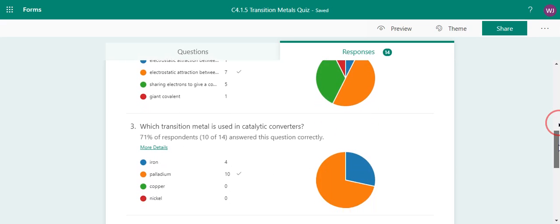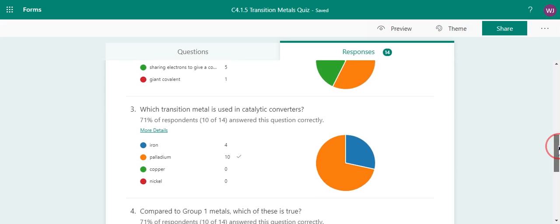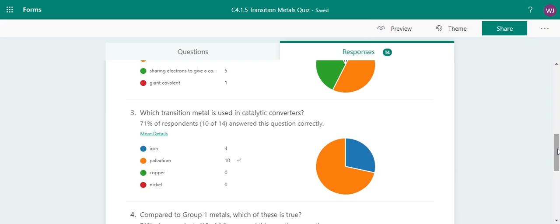Right, question 3, which transition metal is used in catalytic converters? There's no understanding here, this is just learning our key facts. We need to know a few of the uses for the transition metals. Palladium is the transition metal that's used in catalytic converters. Of the other ones there, we should know that iron's used in the Haber process to make ammonia, that copper's used in electrical wiring because it's a good conductor, and that nickel's used as a catalyst for making margarine.